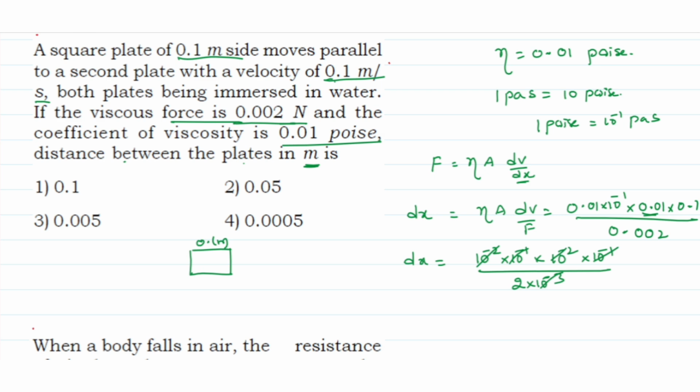When you are cancelling here, you will be getting 10 power minus 3. So 1 by 2 into 10 power minus 3 we will be getting. So 1 by 2 is nothing but 0.5. 0.5 into 10 power minus 3, you can write it as 0.0005 meters is the correct answer. So the fourth one is the correct answer.